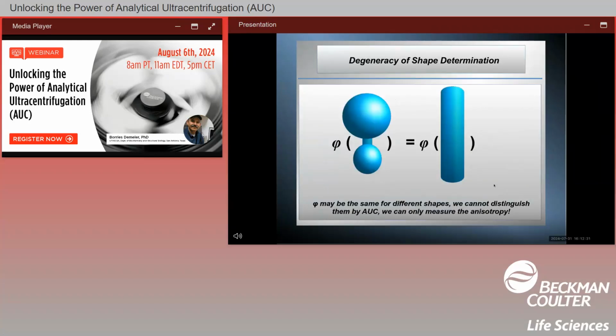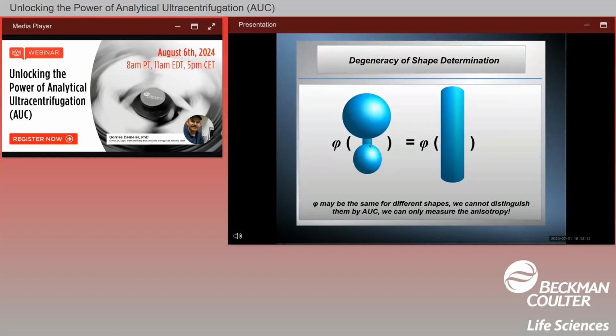It is important to understand that the shape of the molecule cannot be determined from analytical ultracentrifugation. All you can determine is the anisotropy or the frictional ratio. But it is quite possible that there is an infinite number of different shapes that have the same anisotropy, the same frictional ratio. So here, just for schematics, we have a dumbbell and we have a cylinder, and both of these molecules may have the same anisotropy. So we cannot tell by AUC whether one of them is a cylinder or a dumbbell in this case.